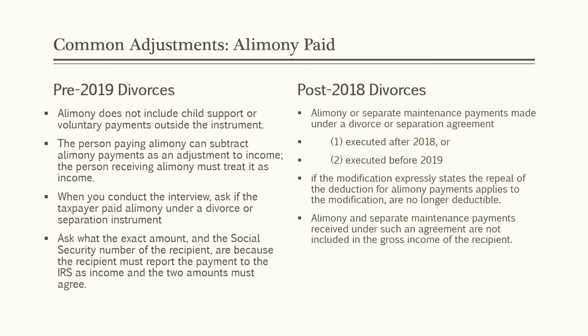Now we are going to cover the alimony paid as a common adjustment deduction. So what is alimony? Alimony is a payment to a spouse or former spouse under a divorce or legal separation instrument. The payment doesn't have to be made directly to the ex-spouse. For example, payments made on behalf of the ex-spouse for expenses specified in the instrument, such as medical bills, housing costs, and other expenses can qualify as alimony.